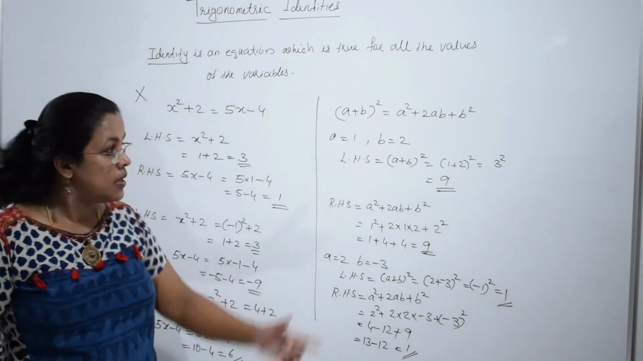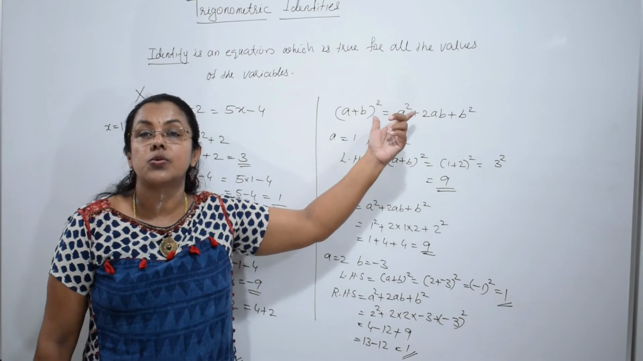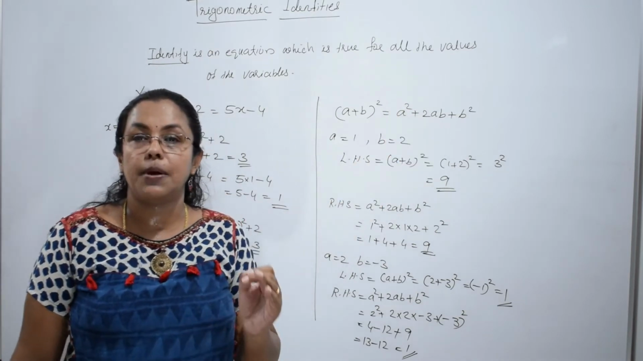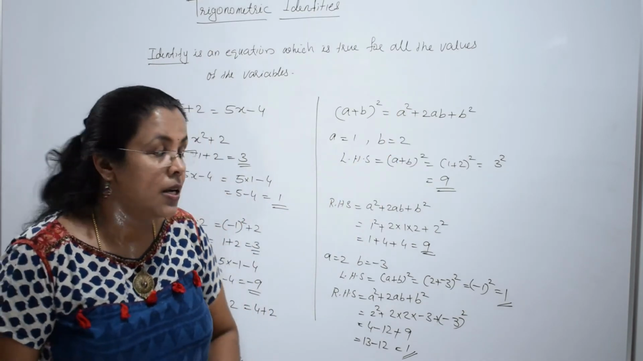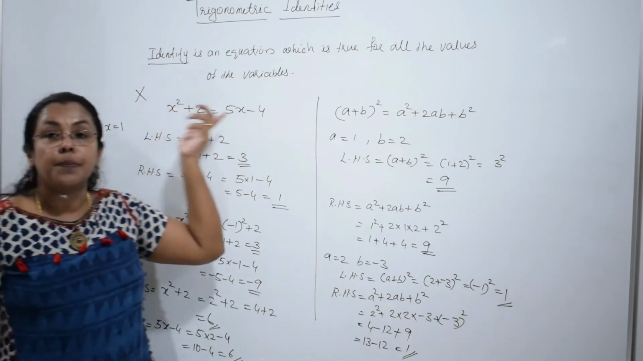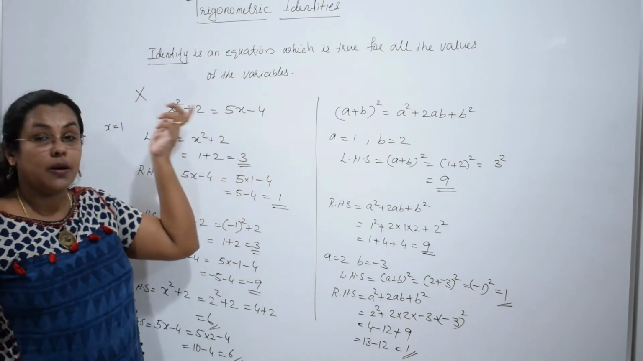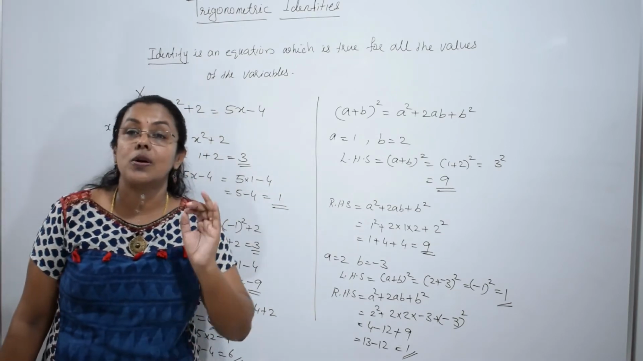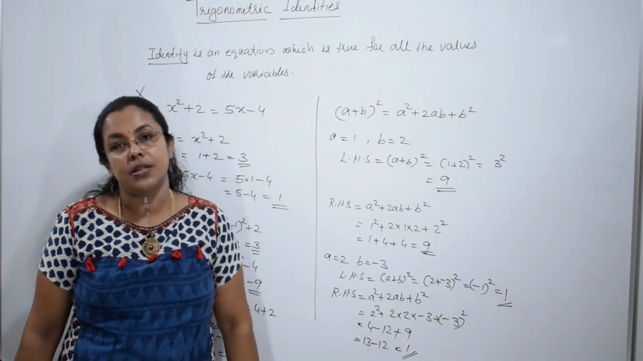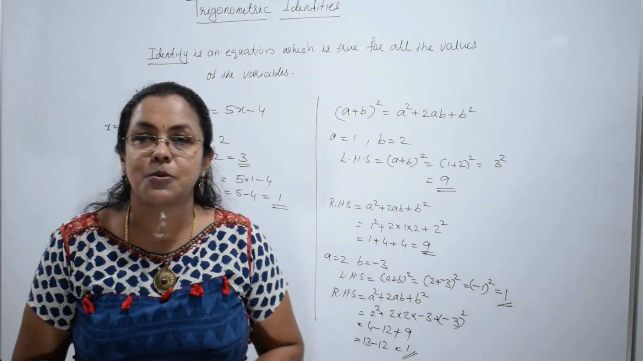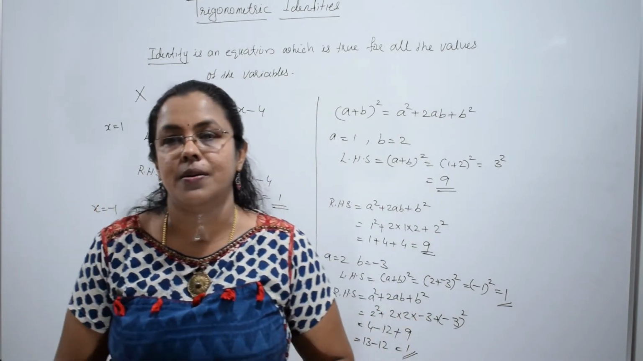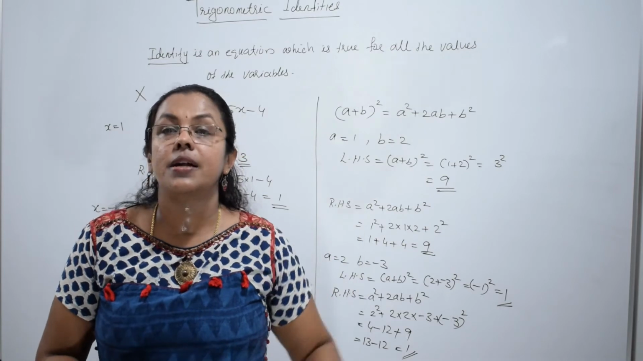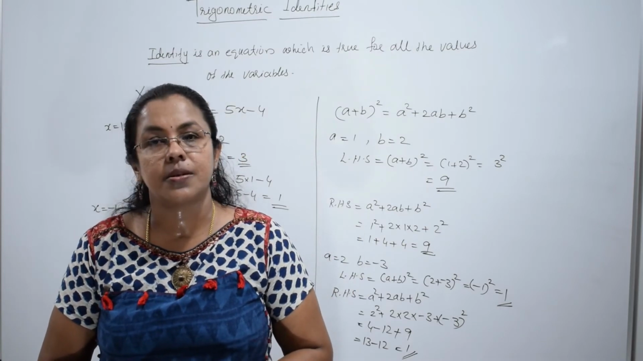Is it clear? That's why (a plus b) the whole square is equal to a square plus 2ab plus b square is an identity, and the other types of equating expressions are only equations, not identities. I love to explain the concepts of maths because that is the pillar. Try to understand the meaning of identity first.